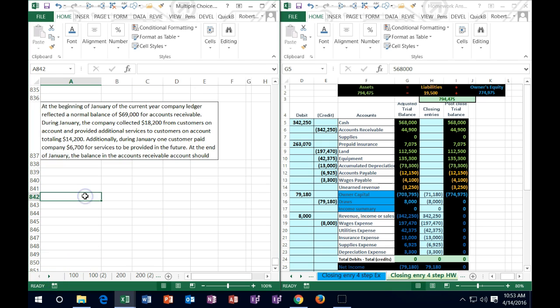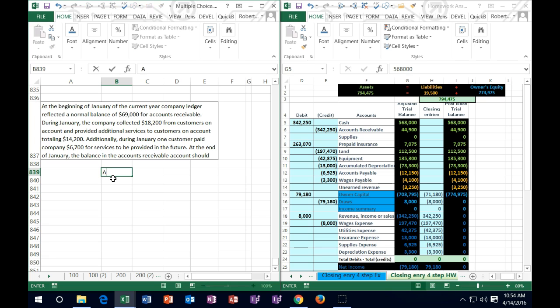Next one says, at the beginning of January of the current year, company ledger reflected a normal balance of $69,000 for accounts receivable. During January, the company collected $18,200 from customers on account and provided additional services to customers on account totaling $14,200. Additionally, during January, one customer paid company $6,700 for services to be provided in the future. At the end of January, the balance in the accounts receivable account, so we're looking for the balance in the accounts receivable account.